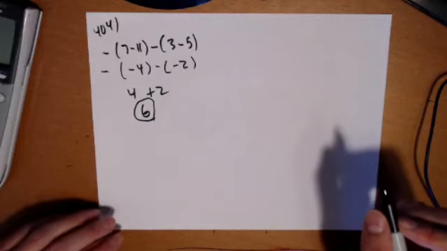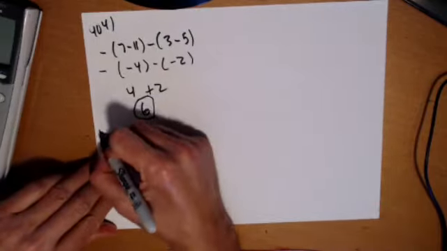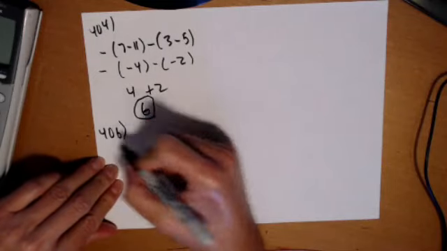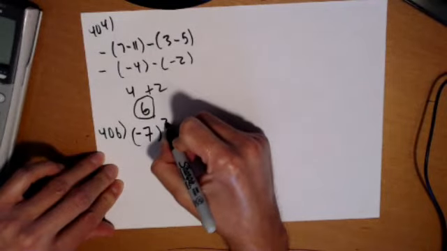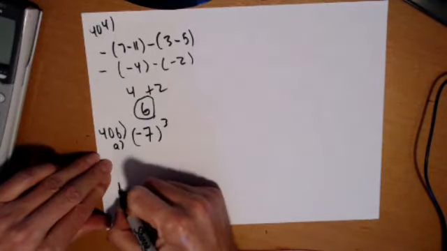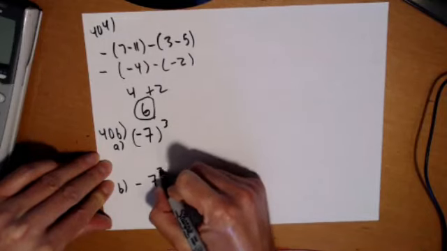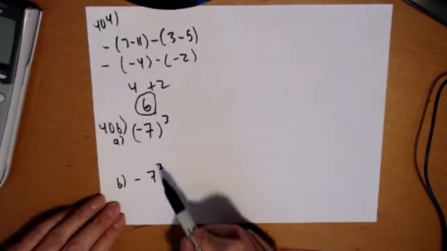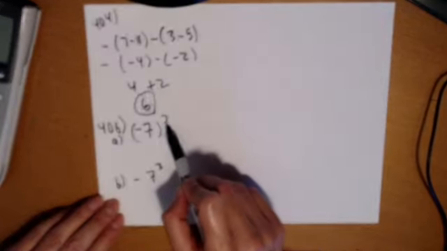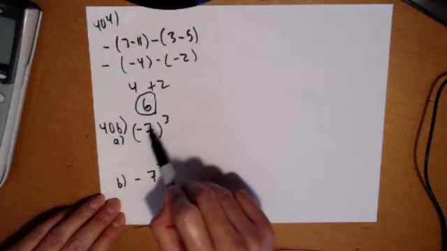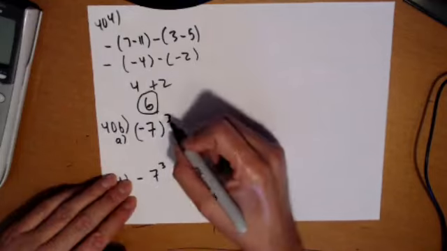406. In the following exercise, simplify each expression. We have negative 7 cubed in part A, and part B, we have negative 7 cubed. So notice the difference. In part B, the 3 is only talking to the 7. It's not talking to the negative. Here in part A, the 3 is talking to the negative and to the 7. So a negative times a negative times a negative, that's 3 of them, that's odd. So the answer has to be negative.